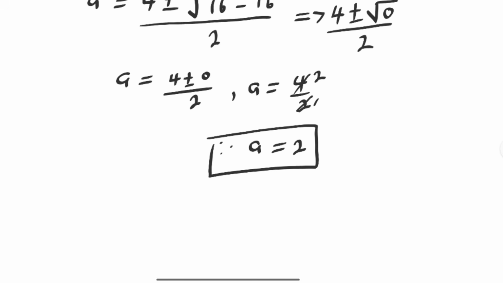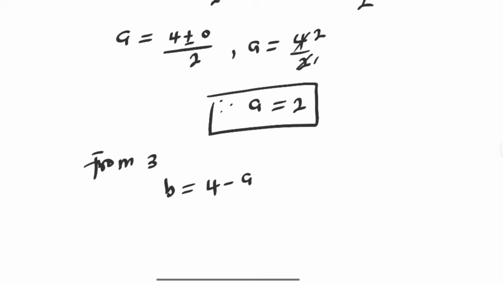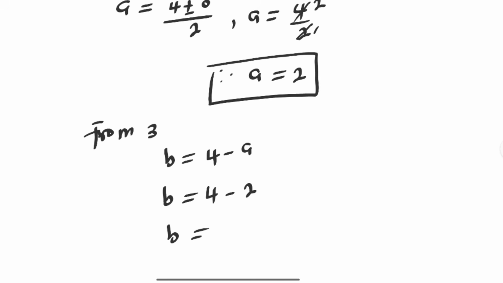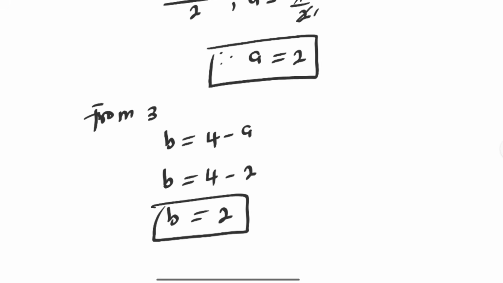To solve for b, from equation 3, b is equal to 4 minus a. Then b is equal to 4 minus a, which is 2. B is equal to 2. This is the value of b. You can see that from this equation, a is equal to b, which is equal to 2. We may check to confirm if this answer is right or wrong.